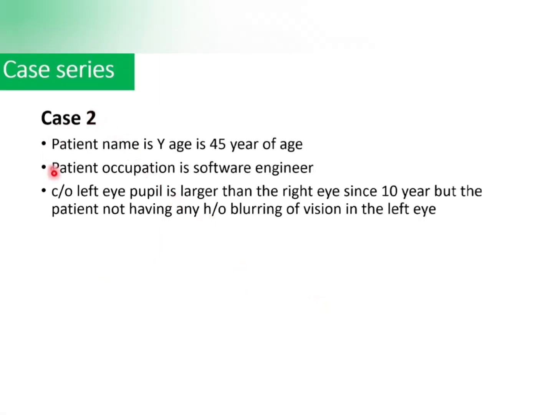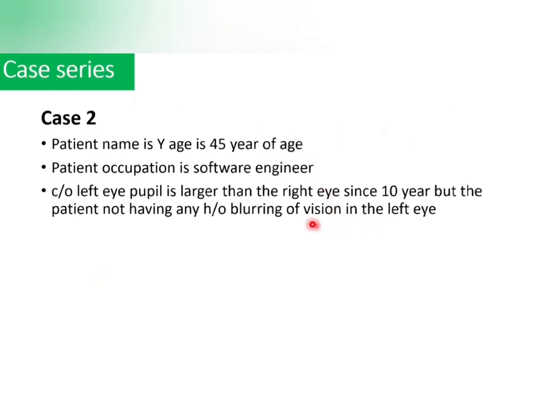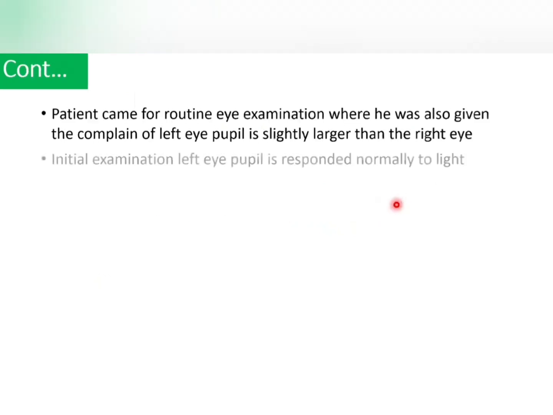If I tell about case two here, the patient name is Y, 45 years of age. Patient occupation is software engineer. He was complaining of the left eye pupil being larger than the right eye since 10 years, but the patient does not have any history of blurring of vision in the left eye. Patient came for a routine eye examination, where he also gave the complaint that the left eye pupil is slightly larger than the right eye, and he previously told you need to see this thing also, that the left eye is larger since 10 years. That means he knows that his left eye is larger.